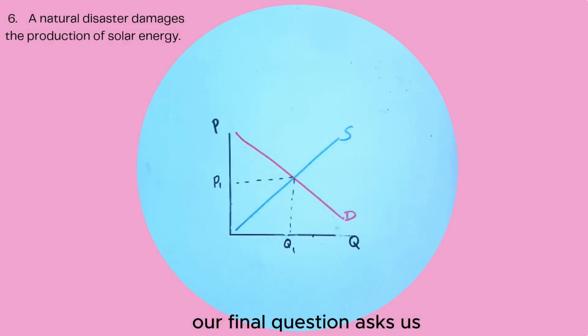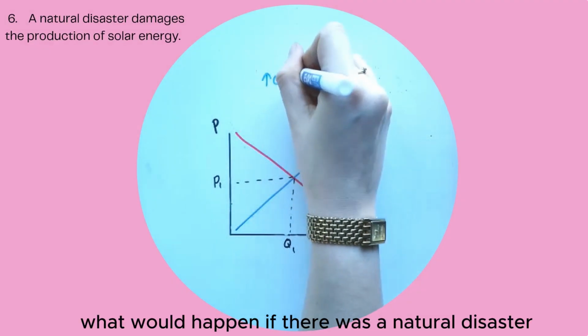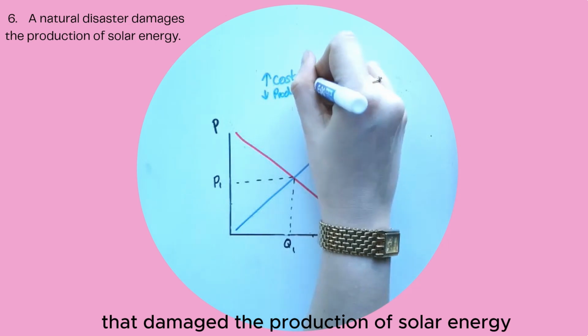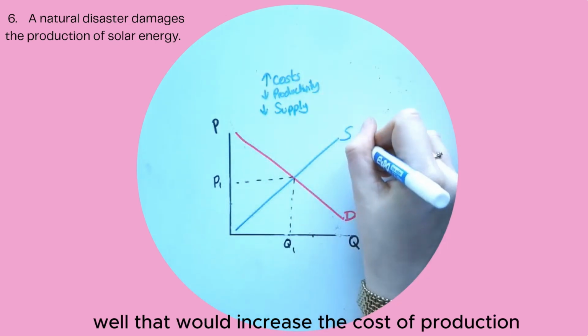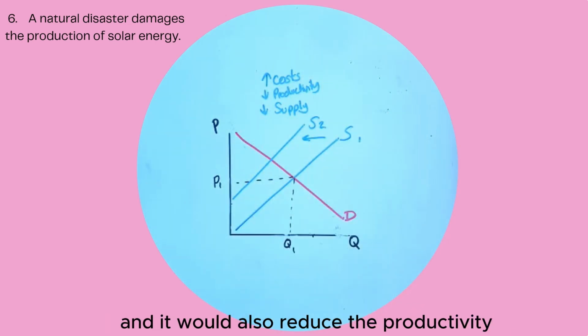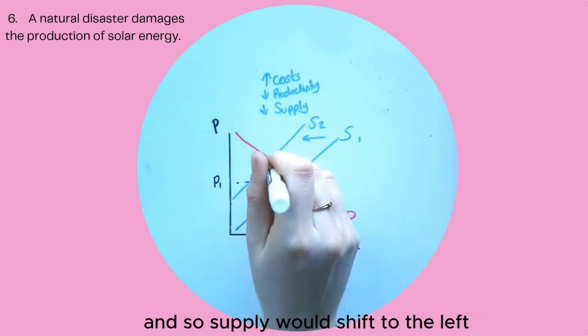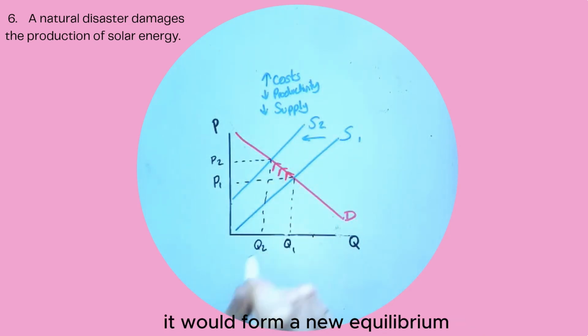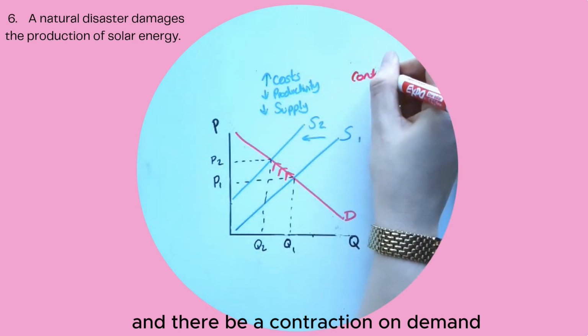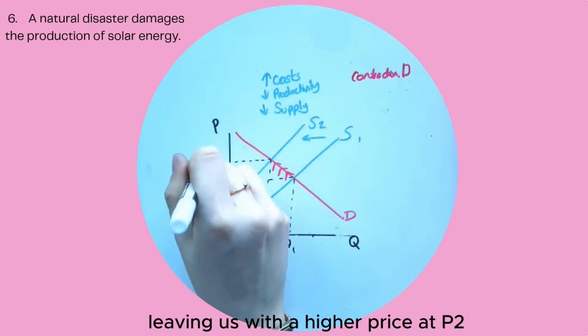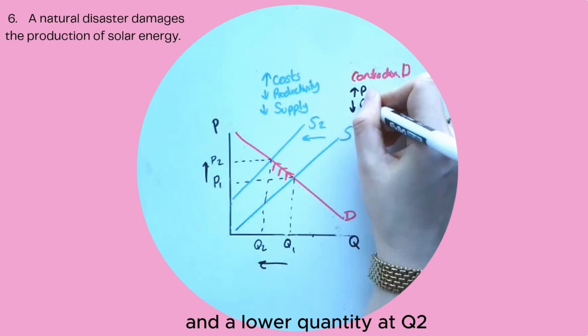Our final question asks us what would happen if there was a natural disaster that damaged the production of solar energy? Well, that would increase the cost of production and it would also reduce the productivity. We'd see a fall in supply, and so supply would shift to the left. This would form a new equilibrium and there'd be a contraction on demand, leaving us with a higher price at P2 and a lower quantity at Q2.